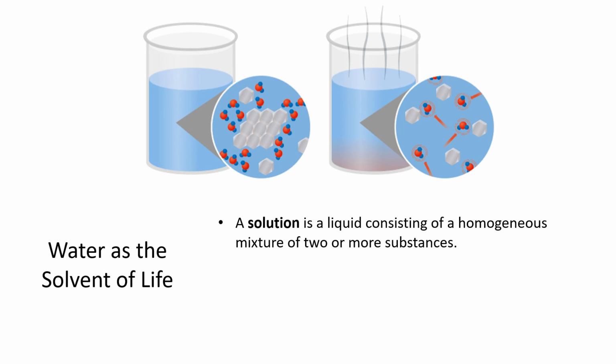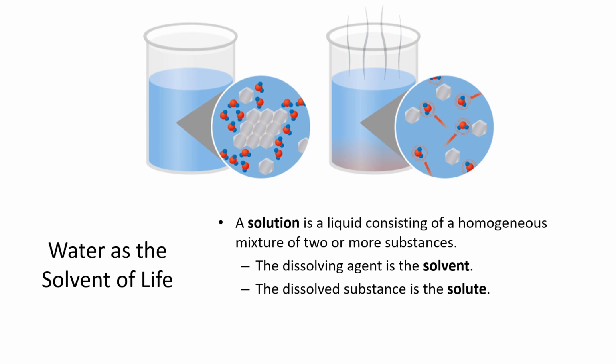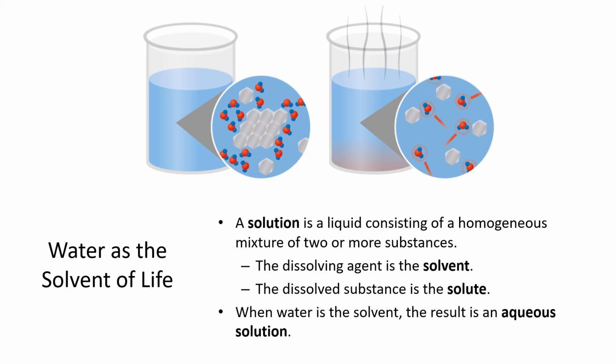A solution is a liquid that has two or more substances. When we talk about the dissolving agent, which is usually going to be water in all of our cases, that is called the solvent. And whatever is dissolved in the solvent is called the solute. We will be talking about these in lab quite a bit, because we're going to talk about how things dissolve and how things move in the body and also in plants and other cells. Okay, so when water is a solvent, then we have something called an aqueous solution.